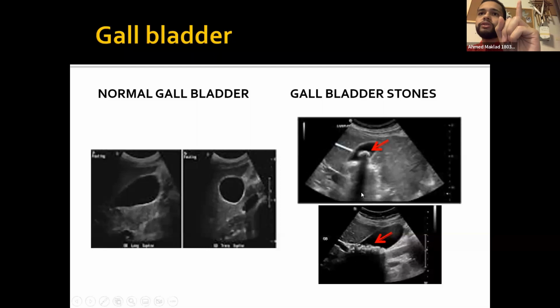And this is what the posterior shadow is. Look at this dark shadow right here. This is because the ultrasounds did not pass through the stone, okay? And this is what we call a posterior shadow. And that's how we know this is a stone, okay? And you can look here, there's multiple stones here. And how do you know that these are stones? Because no ultrasound passed behind them right here. See, it's all dark.